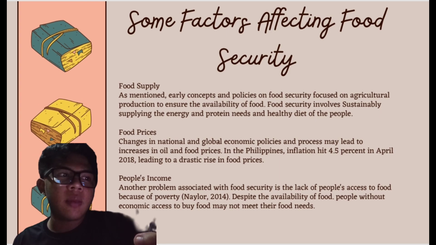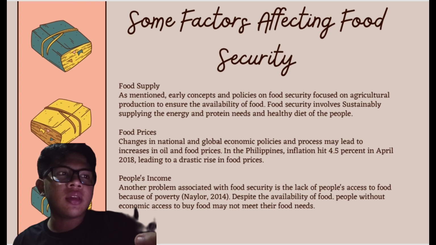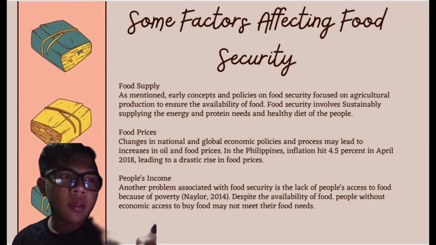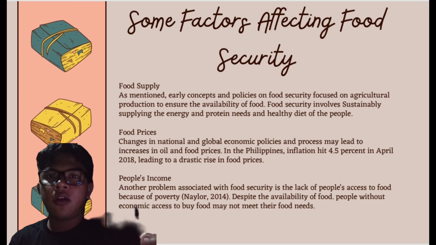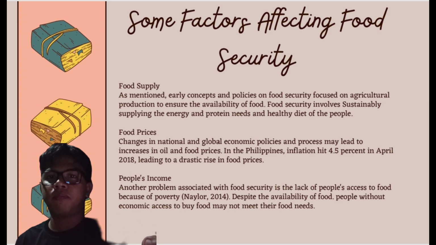The next one is people's income. People's income is another problem associated with food security. It is common sense, because if there is no income, you cannot buy food for yourself or for your family.